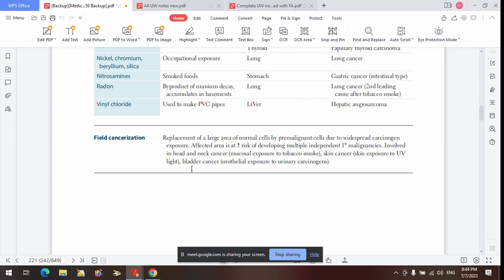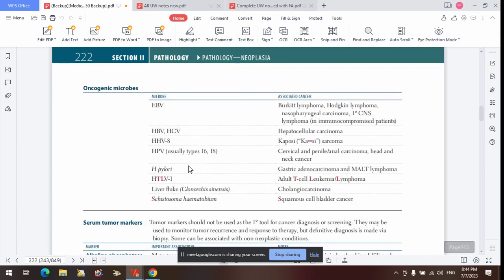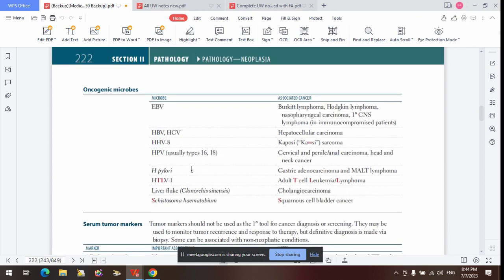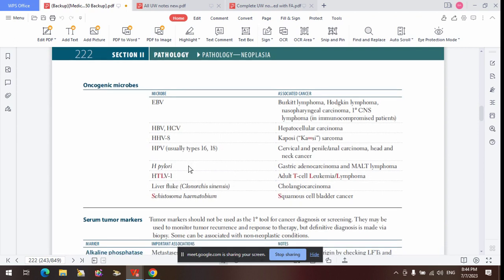So cell A is undergoing its own malignant change, cell B undergoing its own, cell D too, but in different stages. So that is about field cancerization: a field getting exposed to a carcinogen, and the cells are developing their own malignant change at different rates.